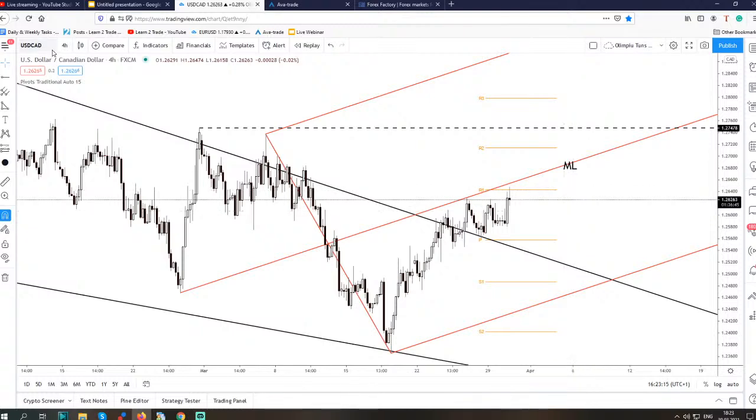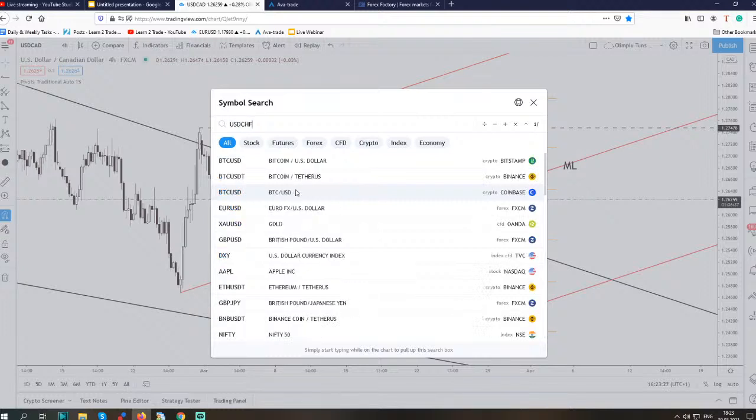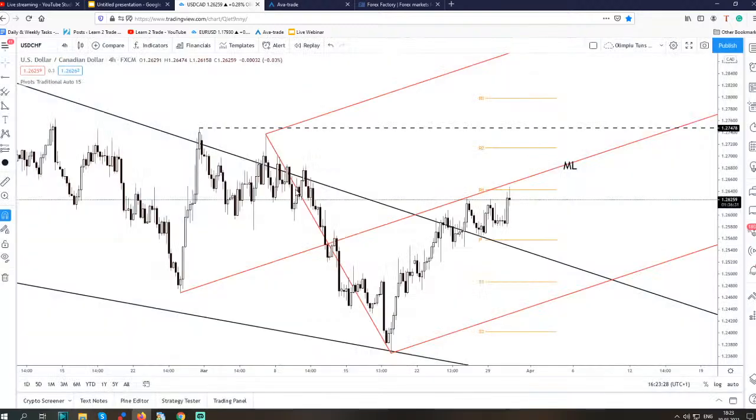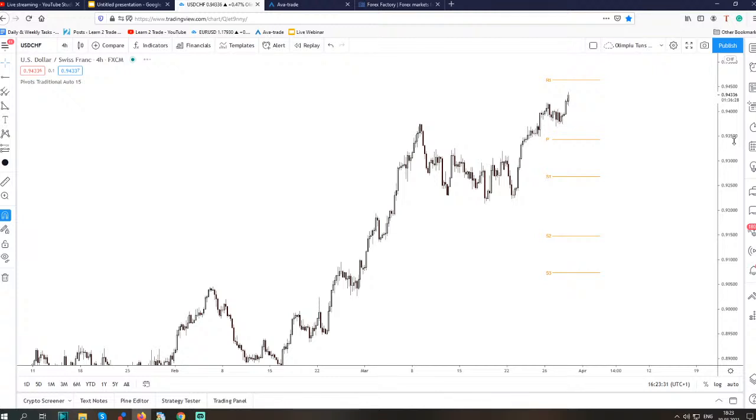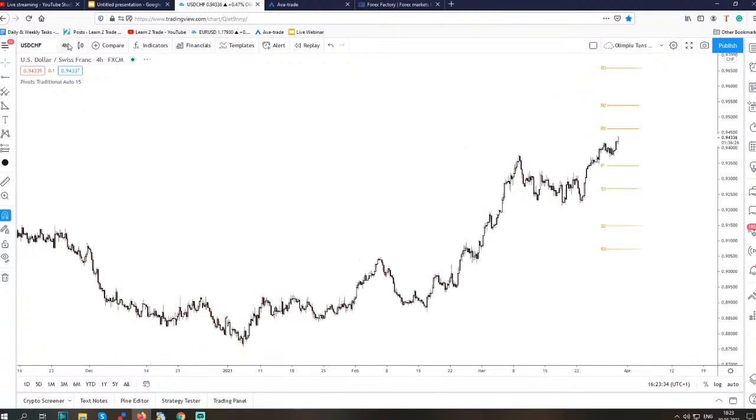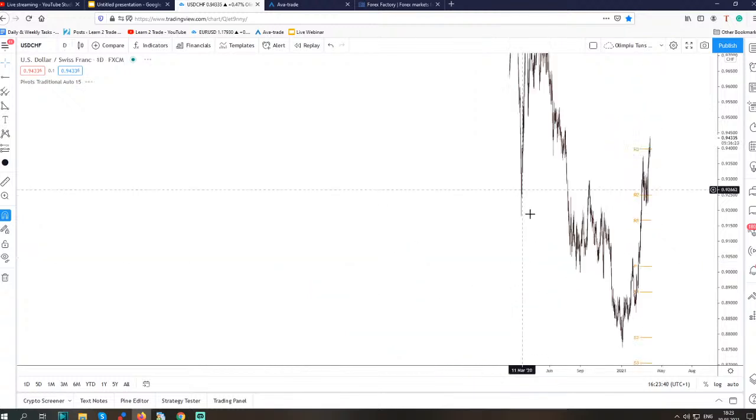Okay, let's continue. We'll talk about oil as well, about US oil. Let's talk a little also about the US dollar versus the Swiss franc.